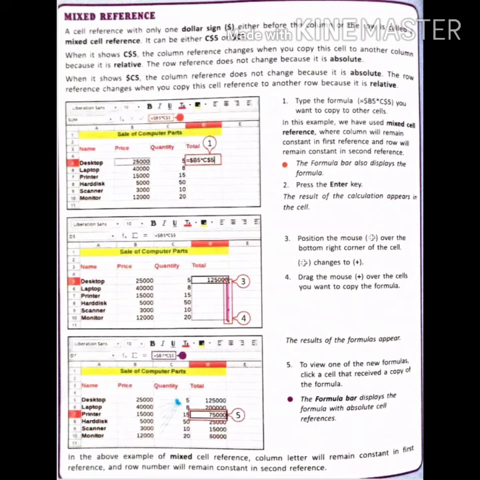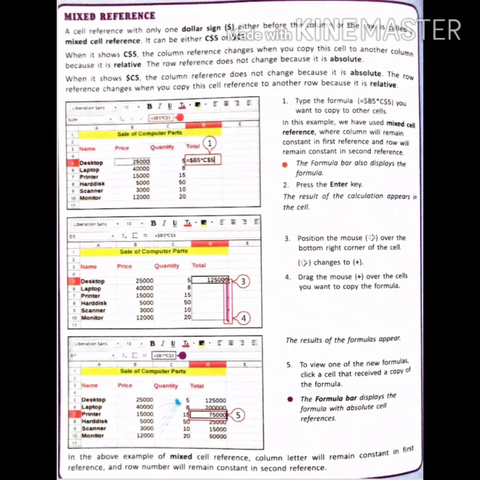First, type the formula equal to $B5 multiplied by C$5 in the cell you want to copy to other cells. The formula bar also displays the formula. Second, press the Enter key. The result of the calculation appears in the cell. Third, position the mouse over the bottom right corner of the cell. The mouse pointer changes. Fourth, drag the mouse over the cells you want to copy the formula to.